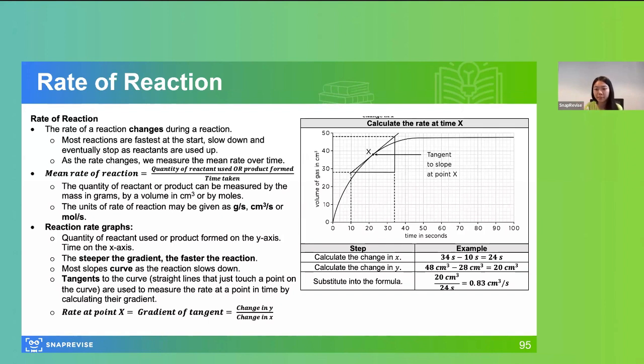So if it's like a mass, it's in grams. If it's volume, it's going to be centimeters cubed. But it's always going to be per second. The second is the standard unit you'll be using when you're measuring a rate of reaction.